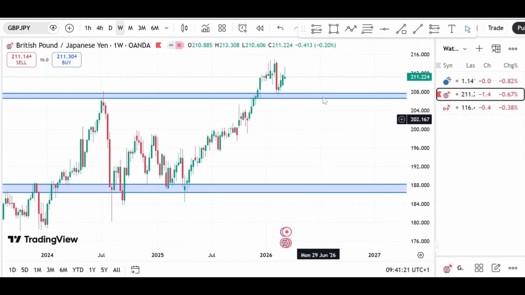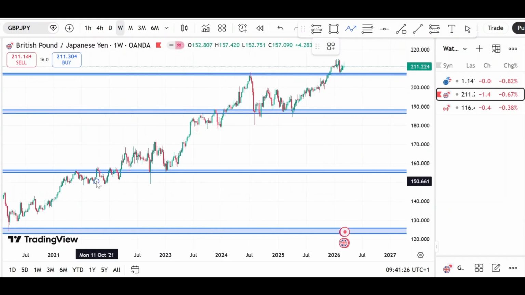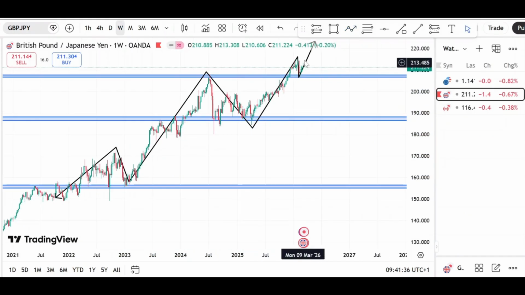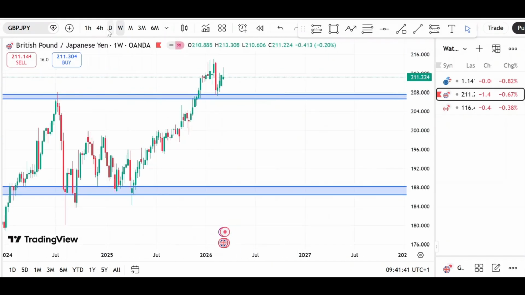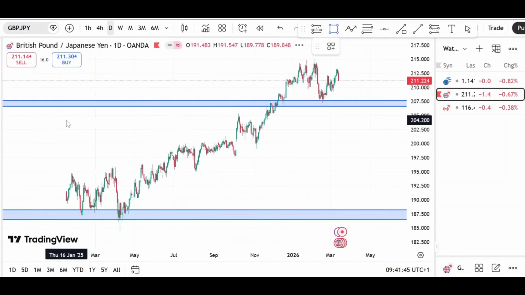Okay. As you can see, we are in a very beautiful uptrend where we are seeing a break of structure to create higher high, higher low, higher high, higher low, break of structure, higher high, retest higher low. Expect that the price is going to keep moving in an uptrend. Let's go in the daily time frame to see what's going on there.